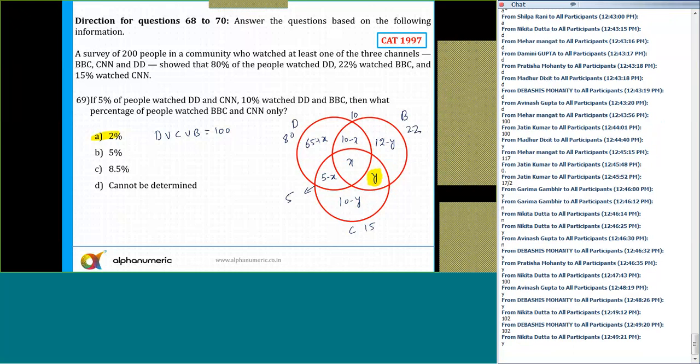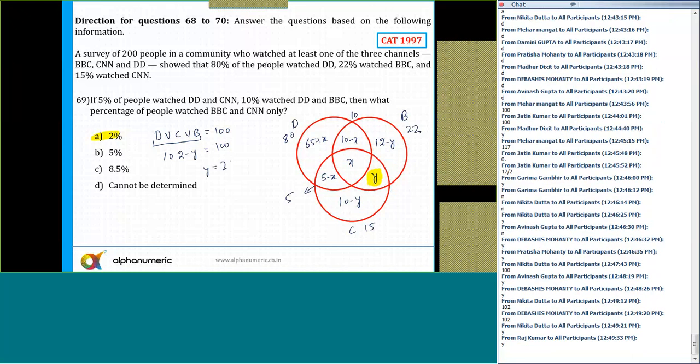So if you add all these 3, the union, the sum of all the 7 regions, which is 102 minus Y, is equal to 100. So Y is equal to nothing but 2%. So the answer for part A is 2%.